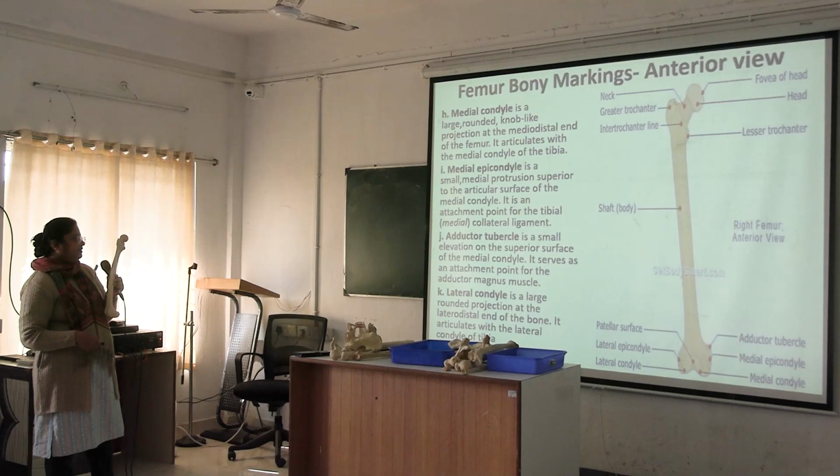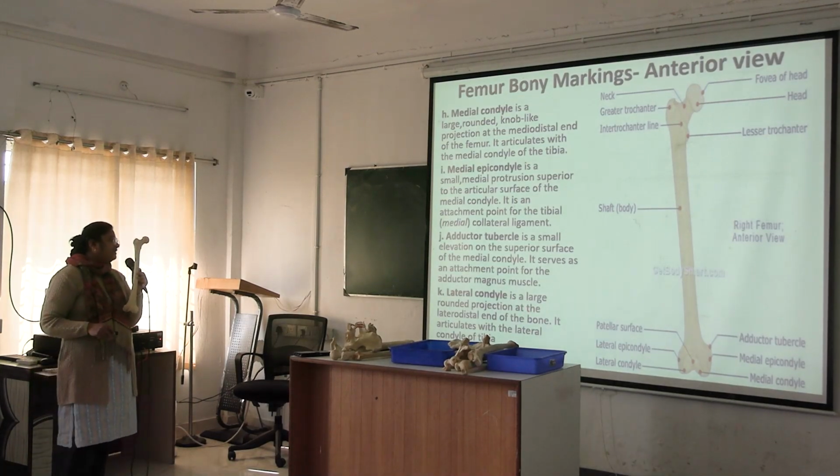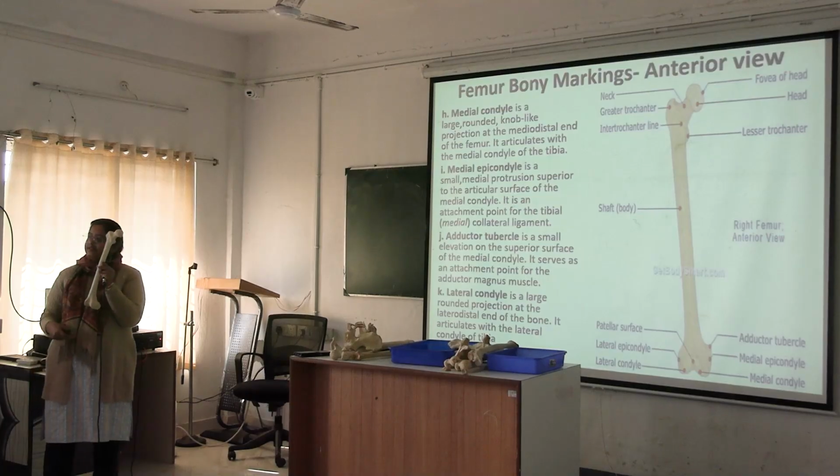Next is the lateral condyle. Here, this one is the lateral condyle. It is a large rounded projection at the lateral-distal end of the bone and articulates with the lateral condyle of the tibia.